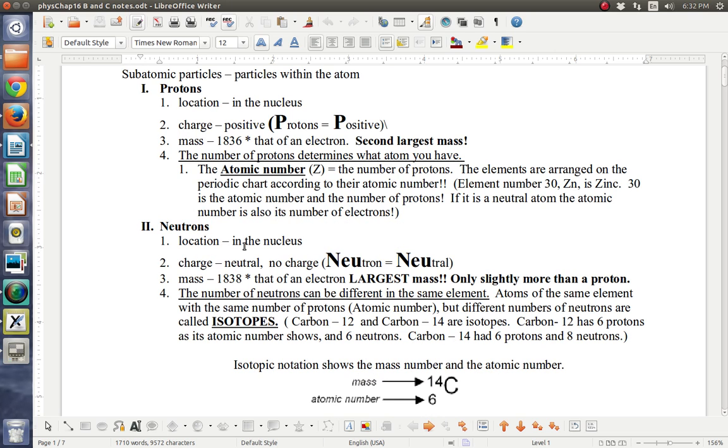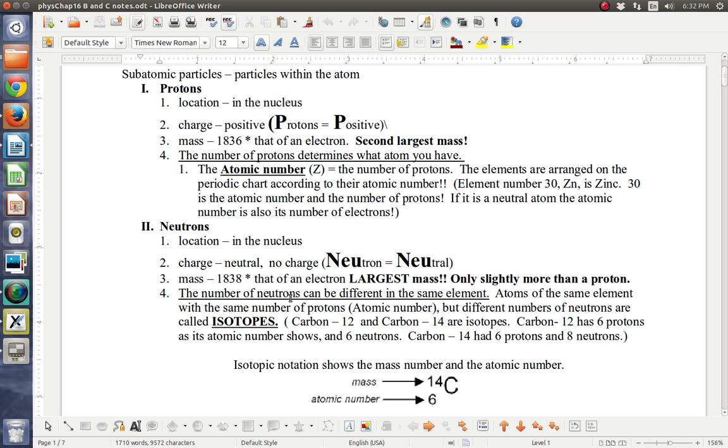Neutrons are also in the nucleus, and they have no charge. They're neutral, no charge, and they have the largest mass. Now notice here that the mass of the neutron is 1,838 times that of an electron, but the mass of the proton is 1,836 times that of the electron. So neutrons are the largest, and protons are the second largest, and electrons are the smallest. Neutrons are only slightly larger than a proton.